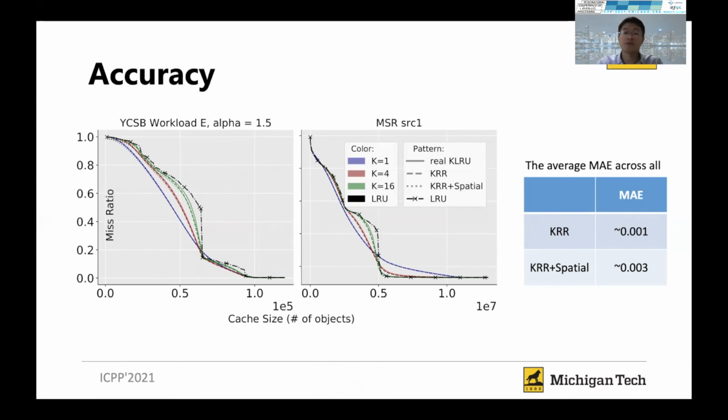And then quantitatively, we also measured the average mean absolute error across all workloads. We show that for the KRR stack alone, the mean absolute error is generally less than 0.001. And for KRR with spatial sampling, the mean absolute error is slightly more, which is 0.003.